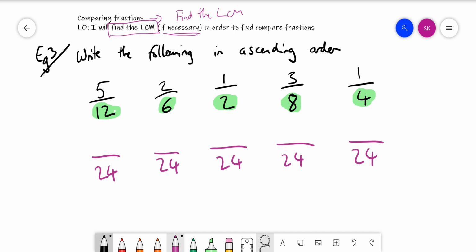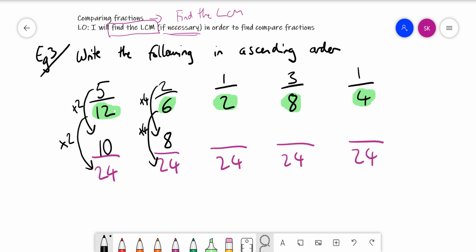And so now, we have to find equivalent fractions: do it to the bottom, do it to the top. 5 over 12 is the same as 10 over 24. 2 over 6 is the same as 8 over 24.